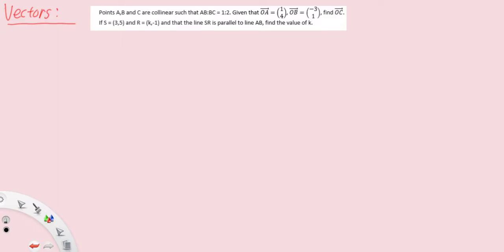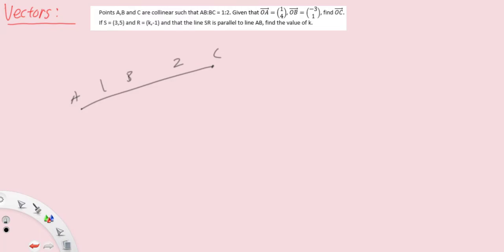Hey everyone, in this example we have points A, B, C and they are collinear, which means that they lie on the same line. So for example we have this particular line. The first point here is A, somewhere along the line is B, and let's say the end point here is C. And we have AB to BC as 1:2. So it is a ratio, which should be an indication that we might need to use what we have learned earlier, the ratio theorem.